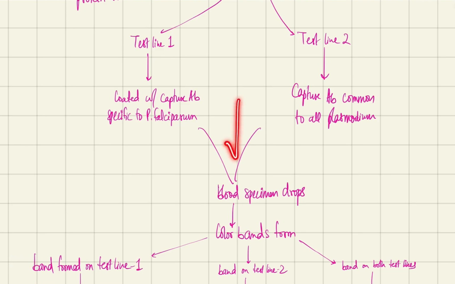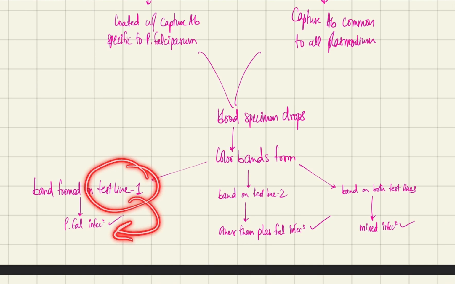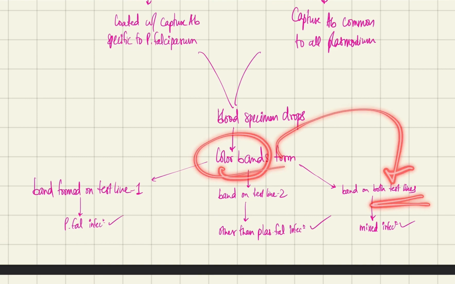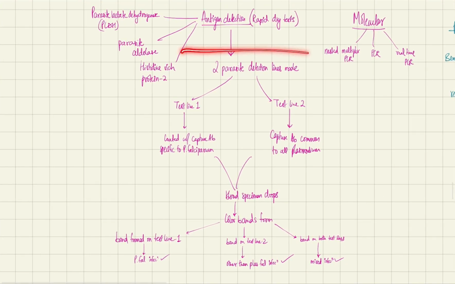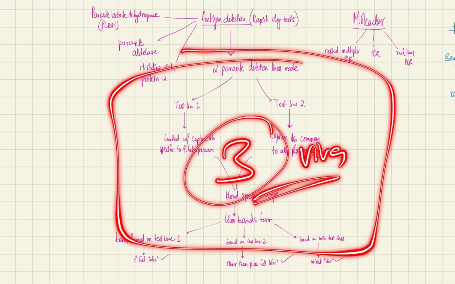Next, the blood specimen is dropped on these test lines and a color band forms, indicating this is a phenotypic test. The color bands are formed. If it is formed in test line 1, it indicates a falciparum infection. Test line 2, other than falciparum infections. And if the color band is formed on both test lines, that means it was a mixed infection. Right. So this is a very important test because it can come as 3-marker questions and also in your viva. So it is very important.